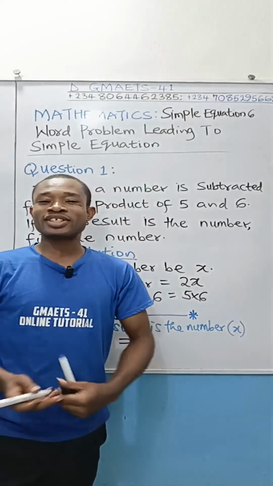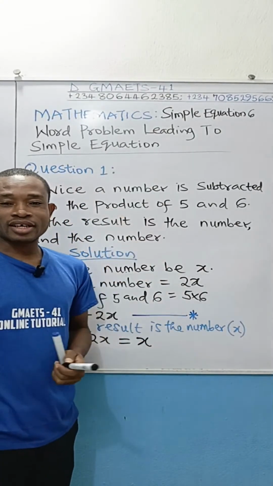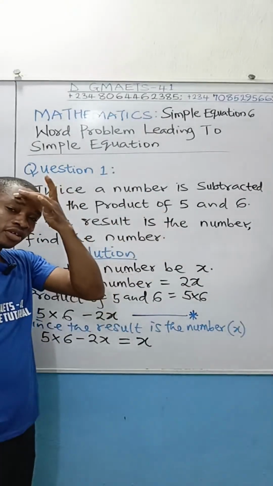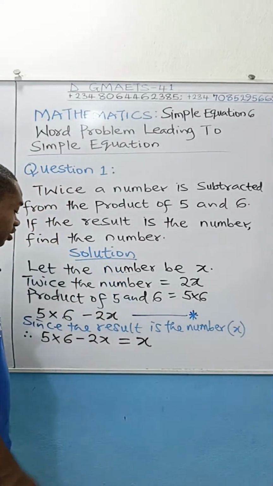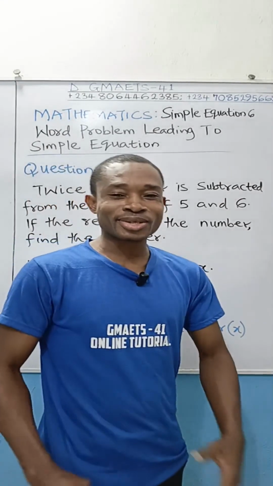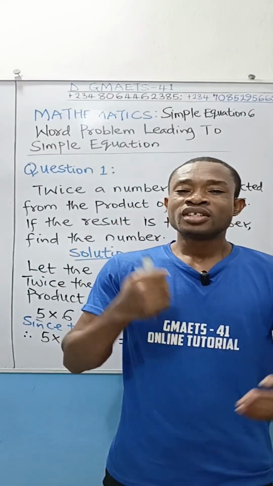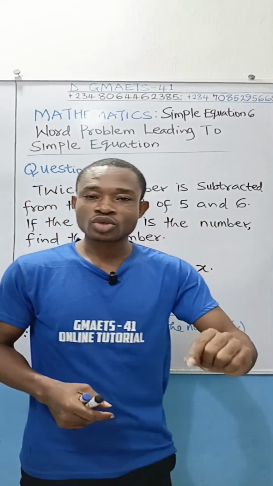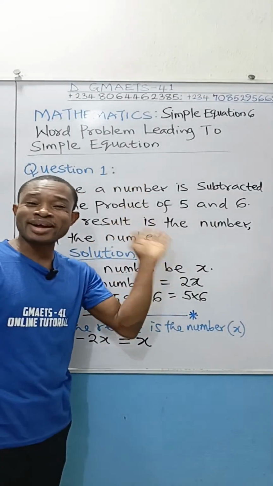We have interpreted this grammar here mathematically. This is the meaning of this statement here. So all we now have to do is to solve and get the value of x. To solve is very simple. We just use the knowledge of our simple equation here. The most important thing is your ability to write the mathematical equation from the grammatical statement.